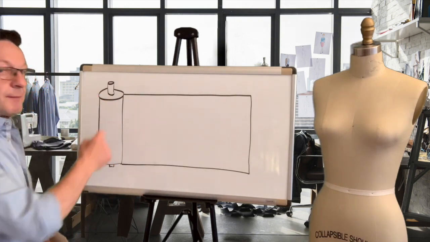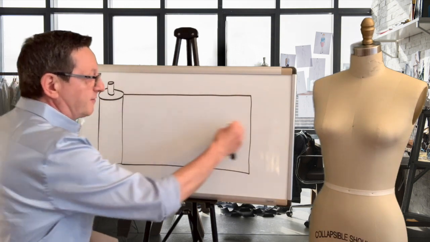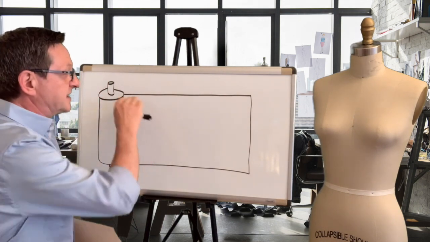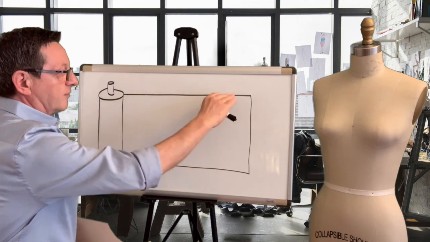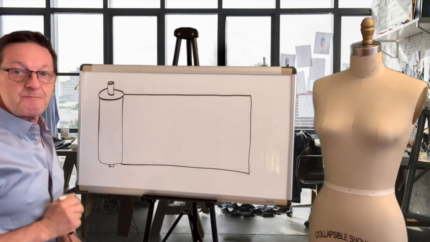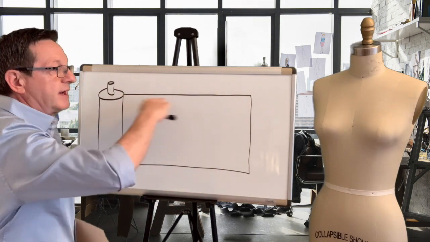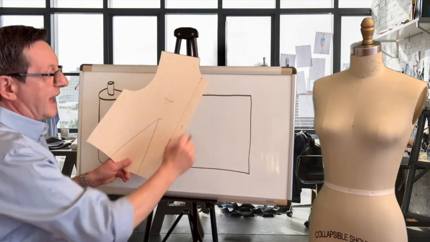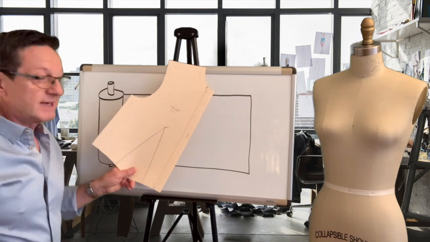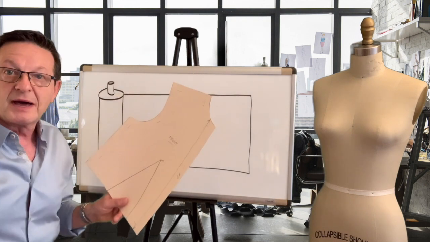Here's our roll of fabric, right? We pull out the fabric, and by now we know that this is the selvage, right? These two ends right here. This is the selvage of the fabric, and this is the length grain, this is the cross grain, and 45-degree angle is bias.